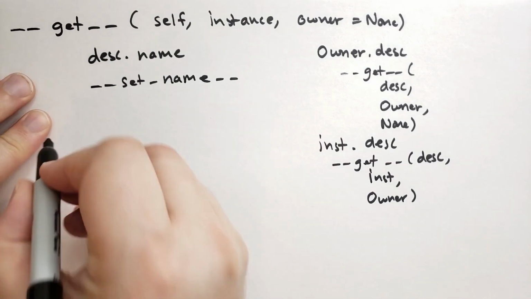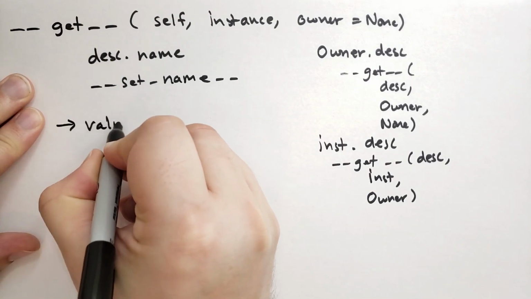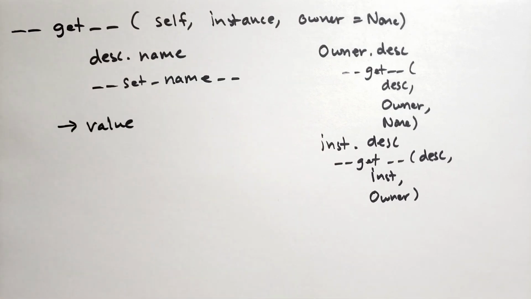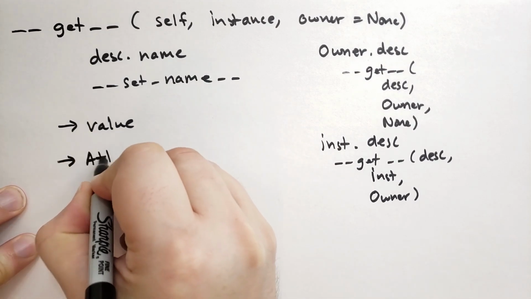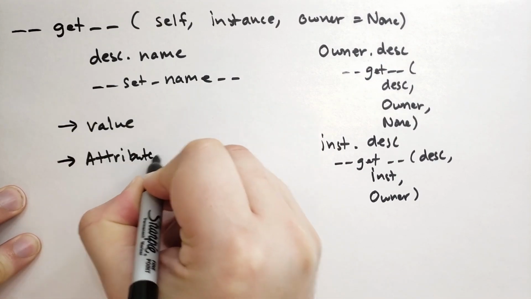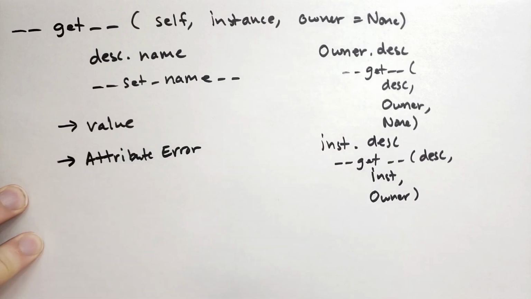The get function itself should return a value. That will be the value for that instance's particular descriptor. Now, in the case of the class, you could return itself. You could return the descriptor itself, so it looks like that descriptor is actually an attribute of the class. But typically, we don't do that. Okay, and if you can't return the value for whatever reason, you should raise an AttributeError, which will cause the right fallback. We might call __getattr__ or something like that.